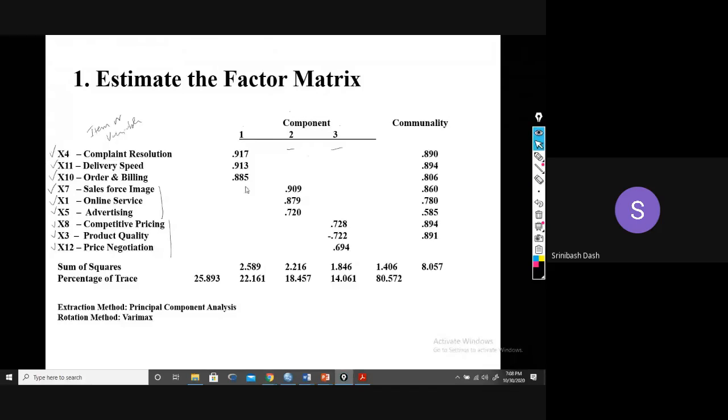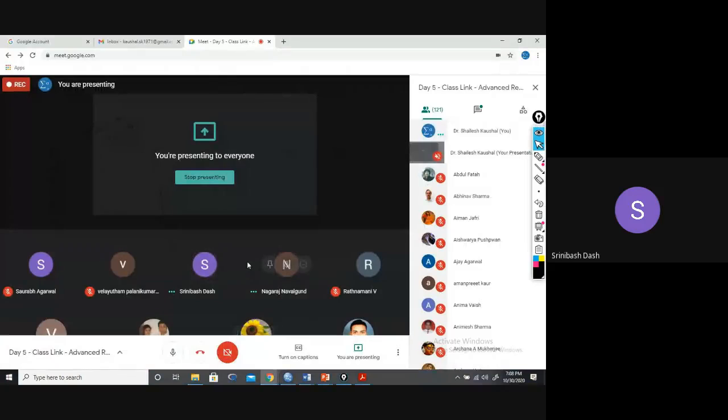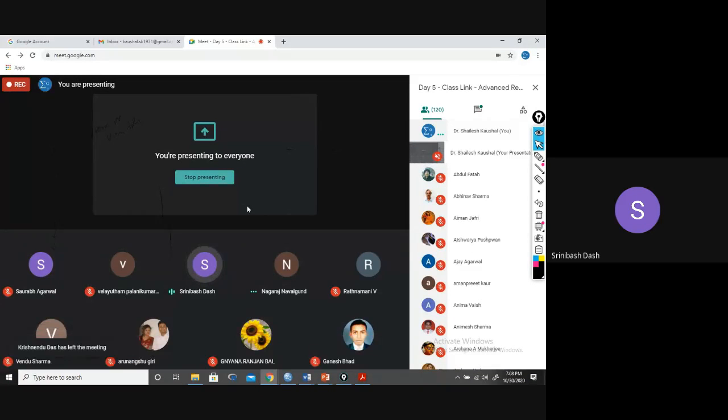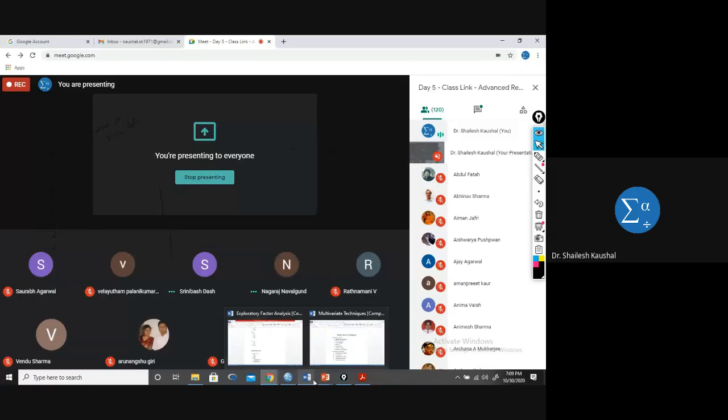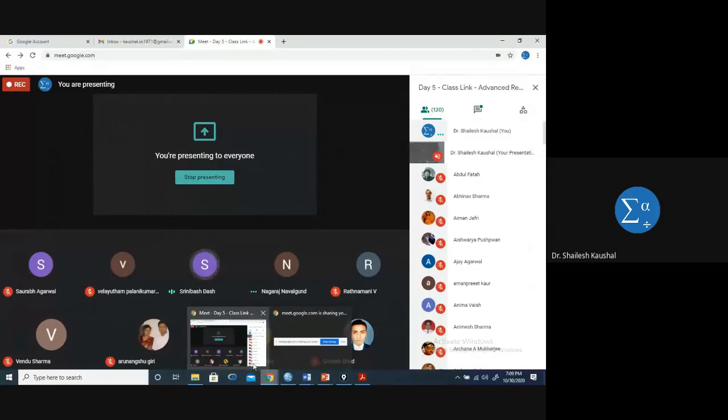Sir, may I disturb you? Sir, sum of the square means it is the eigenvalue. Yes sir. How much should it be? It should be greater than 1. I will explain it now. If anybody asks us what we mean by eigenvalue, what should be the answer?